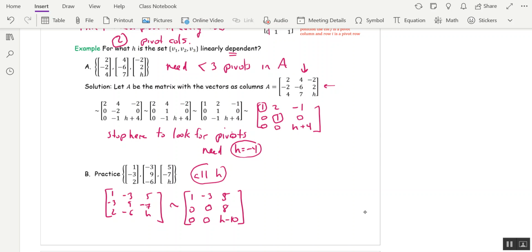Okay, if we think of this as the matrix A, in the equation AX equals 0, we can see that X2 is going to be free regardless of what H is. So if H is 10, great. If H is not 10, great. X2 is still going to be free. So we're going to have a free variable in AX equals 0 for all values of H. So for all values of H, those 3 vectors are linearly dependent.